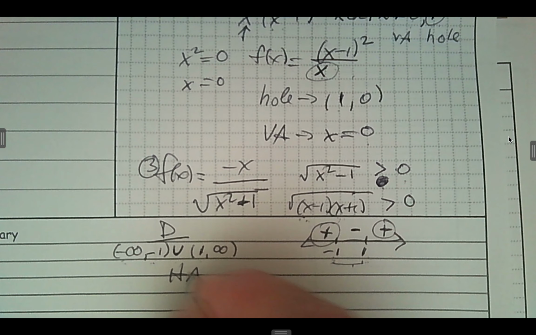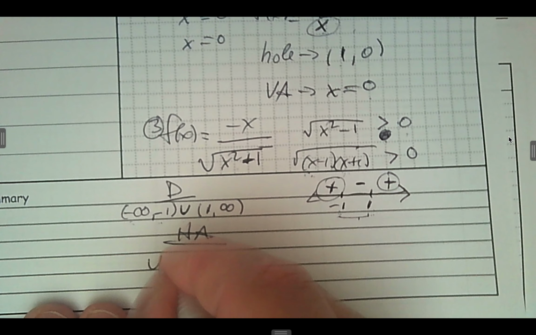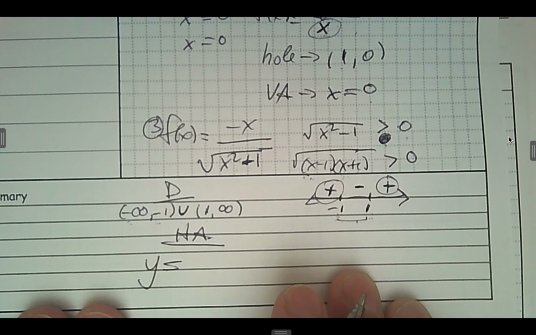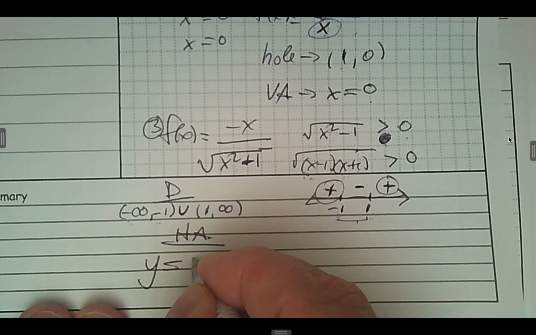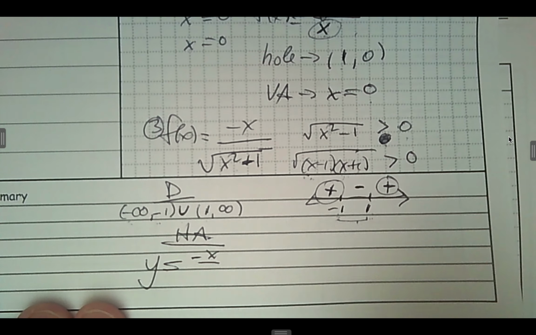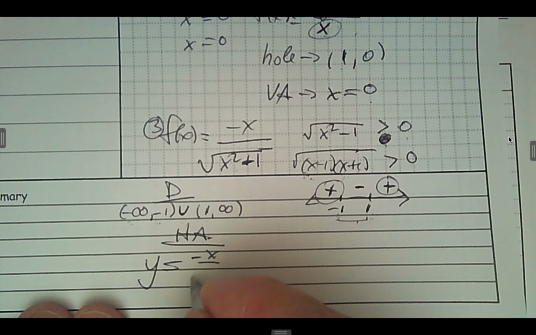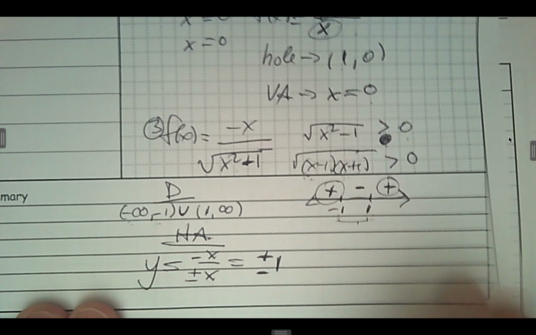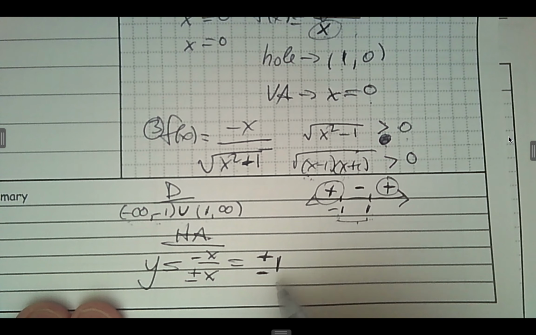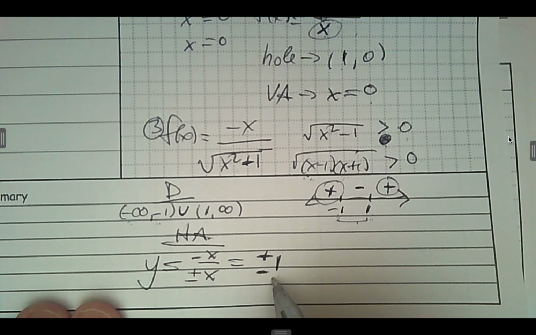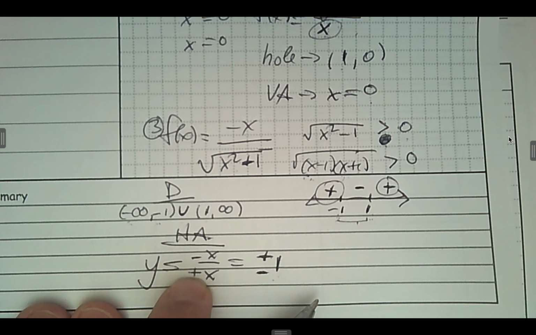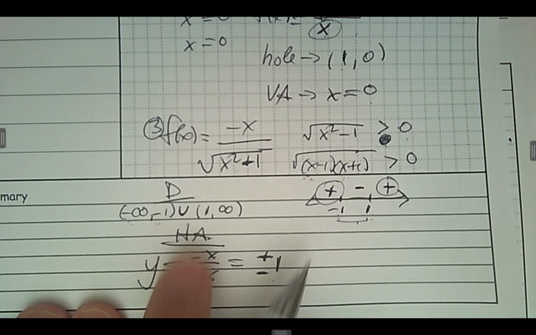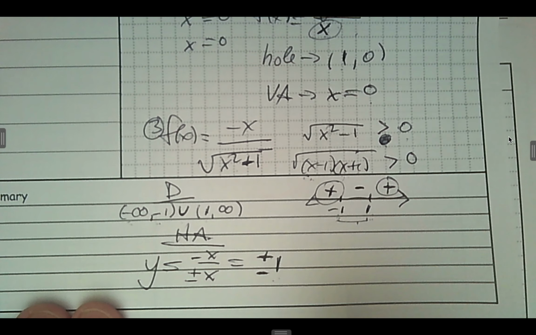Horizontal asymptotes. The horizontal asymptotes come from power over power. So when I look at this, it's -x, and when I take the square root of x squared, it's going to be positive x. So there's positive and -1 as horizontal asymptotes. Believe it or not, to the right, the end behavior is -1, and to the left, it's +1, because a negative divided by a positive gives you a negative, and a negative divided by a negative gives you a positive. So there are two horizontal asymptotes, +1 and -1.